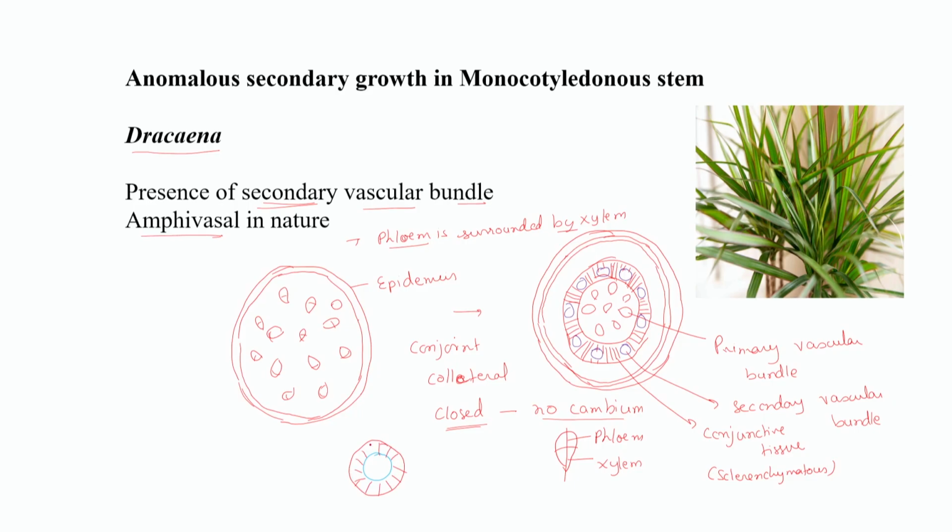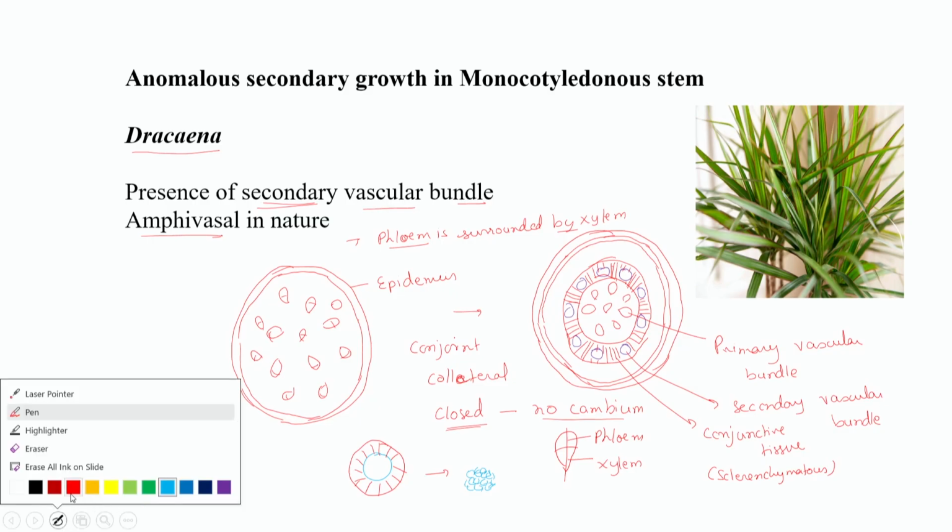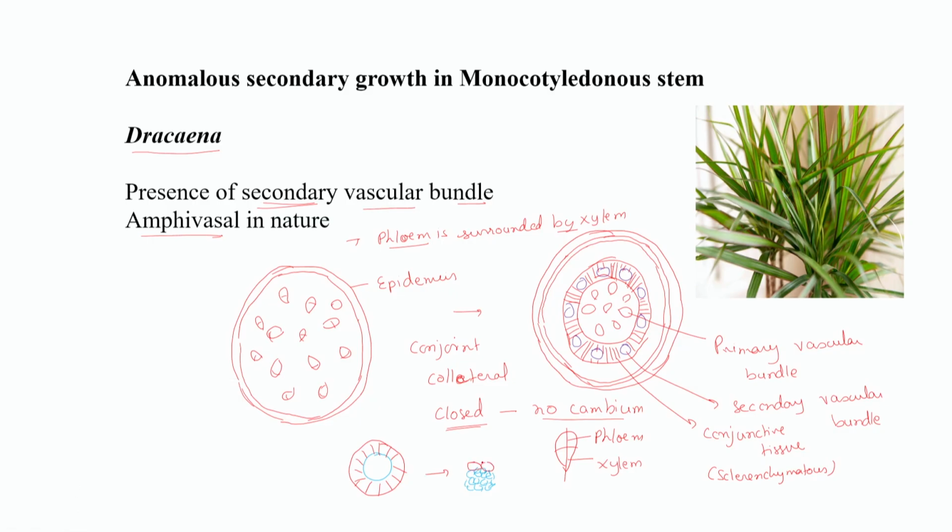If we make a cellular diagram, a small group of cells will be in the center, and then it will be surrounded by thick lignified cells of xylem. So this is xylem and this is phloem. When you see the structure of this vascular bundle, it will appear almost rounded.